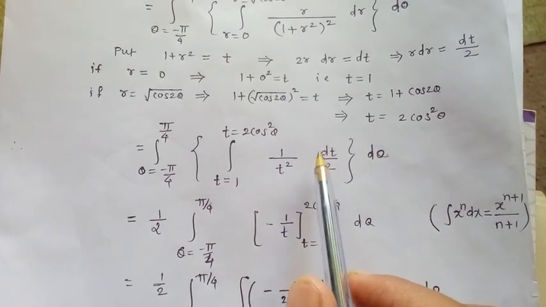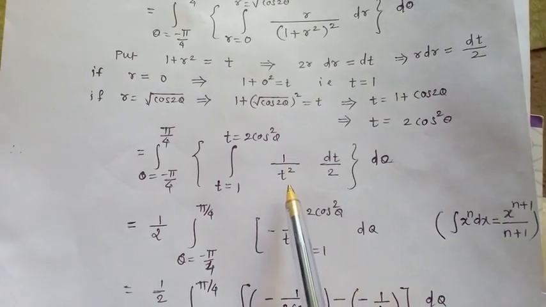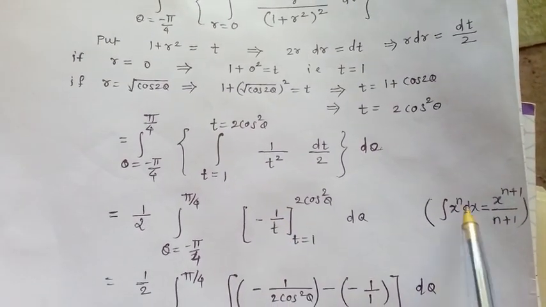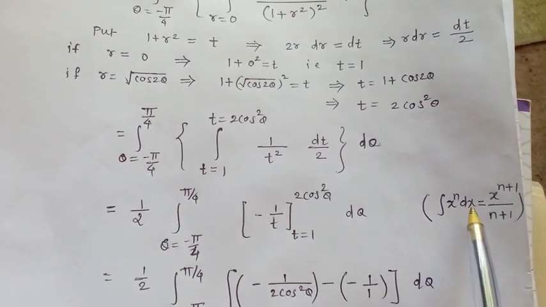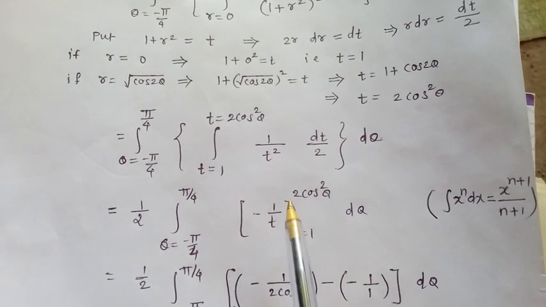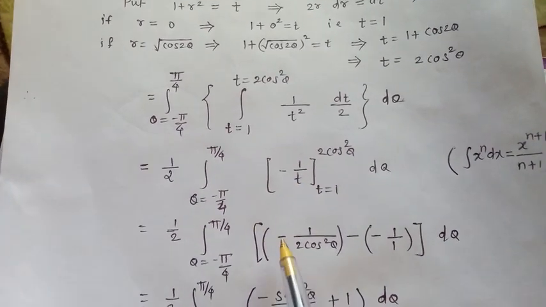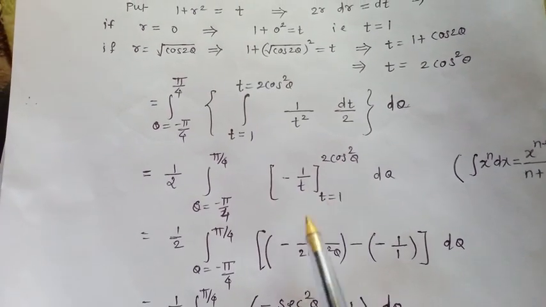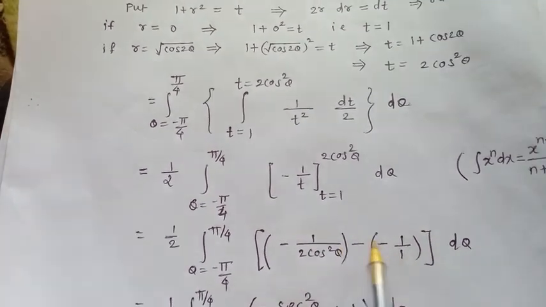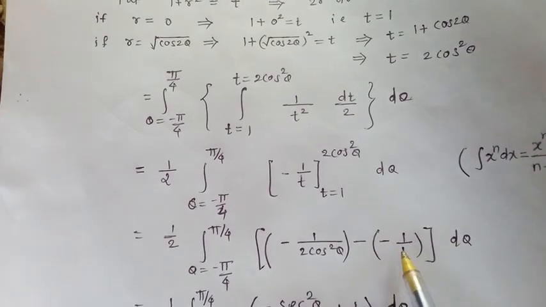In the next step we take this 1 by 2 outside the integral, and the integration of 1 upon t square with respect to t is nothing but minus 1 upon t, which we find using the formula that the integration of x raised to n dx is x raised to n plus 1 upon n plus 1. Now after taking the integral we put the upper and lower limits. If I put the upper limit, we replace t by 2 cos square theta, so we get minus 1 upon 2 cos square theta, minus the lower limit, where we put t equals 1, therefore minus 1 upon 1.